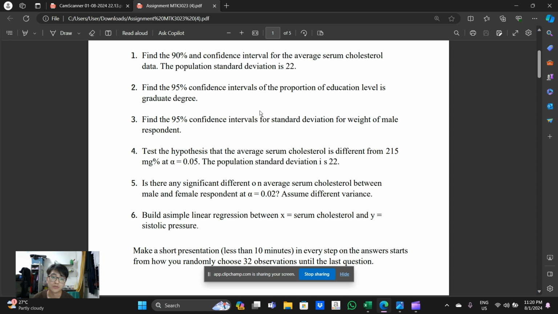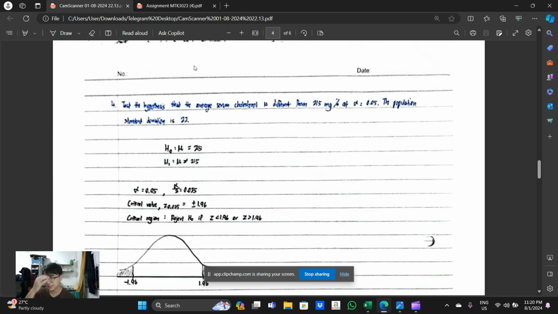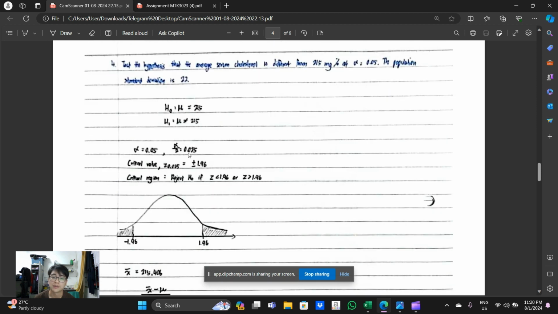So question number 4: test the hypothesis that the average serum cholesterol is different from 215 mg percentage at alpha equal to 0.05, where population standard deviation is 22. So here we can clearly state that the H0 here is 215 mg and the H1 is not 215, which is not equal. So the alpha is 0.05, so divided by 2 is 0.025, so the critical value is same thing, 1.96.